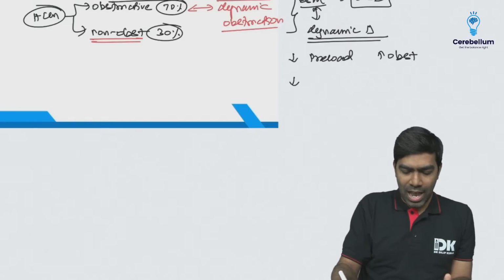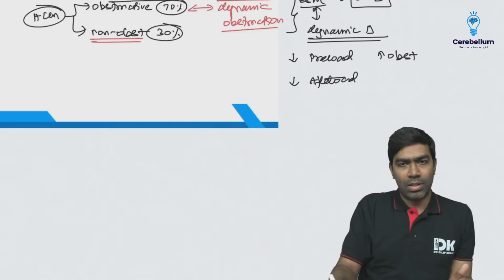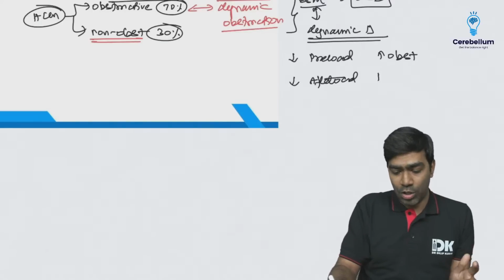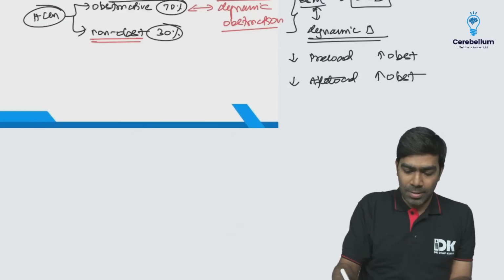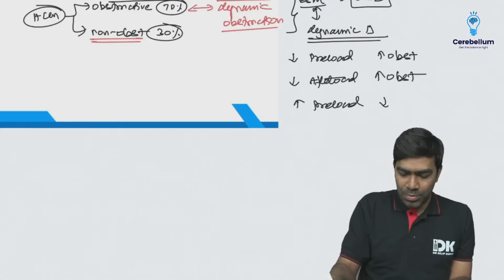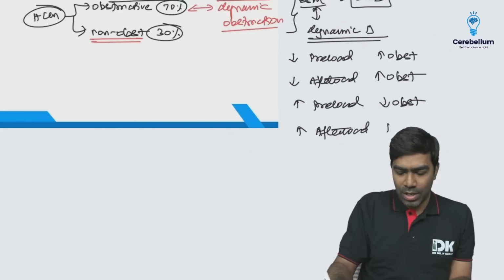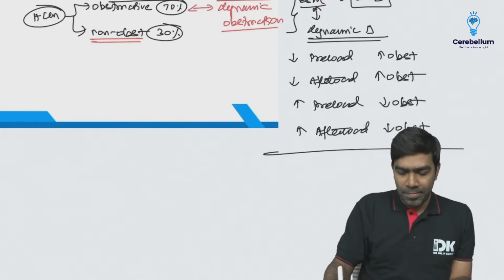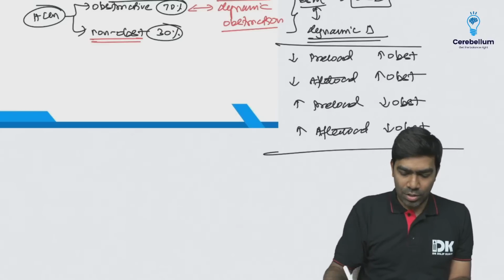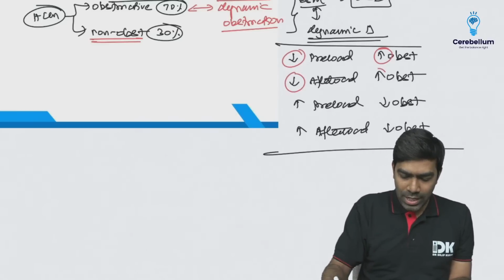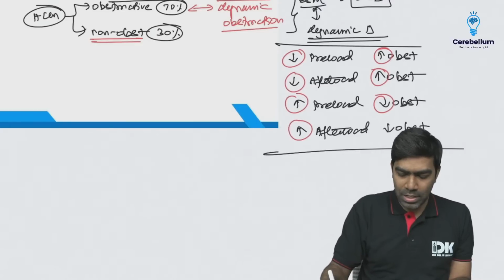Whenever you reduce the afterload, it's going to increase the obstruction and increase the murmur. If you increase the preload, it's going to reduce the obstruction and reduce the murmur. If you increase the afterload also, the same effect: it's going to reduce the obstruction and reduce the murmur. So that's the clue. The arrows are always going to move in opposite directions with regard to the load in patients with hypertrophic cardiomyopathy.